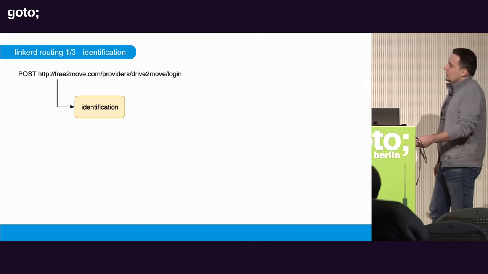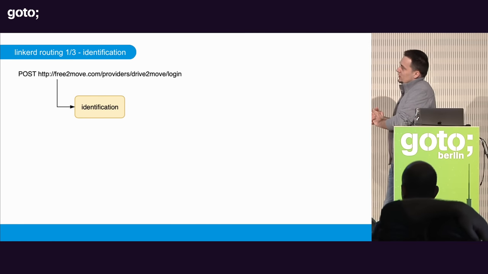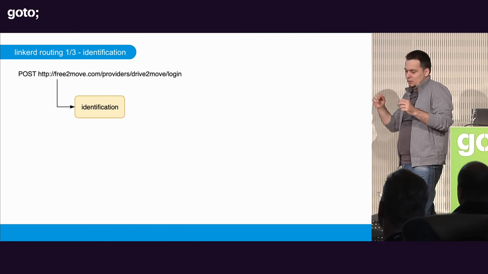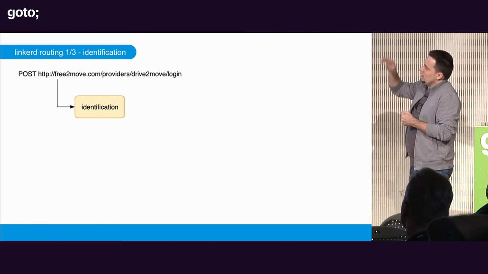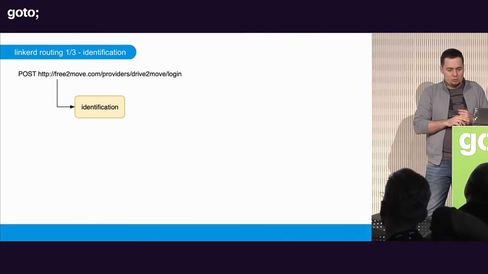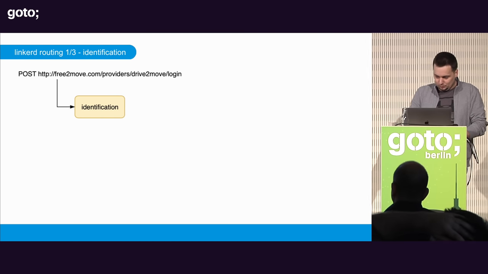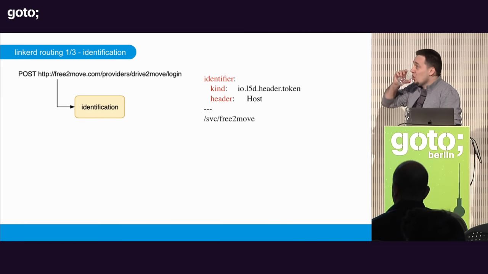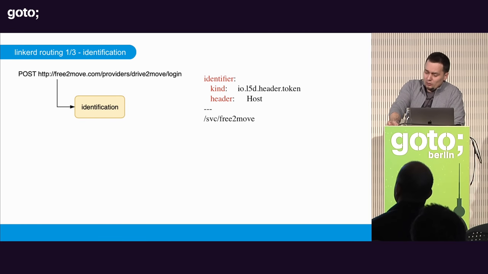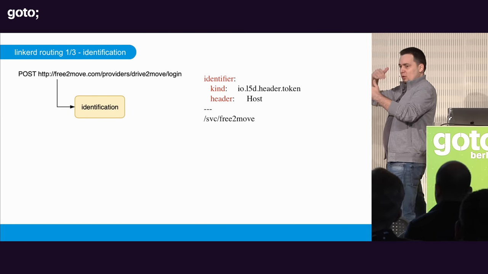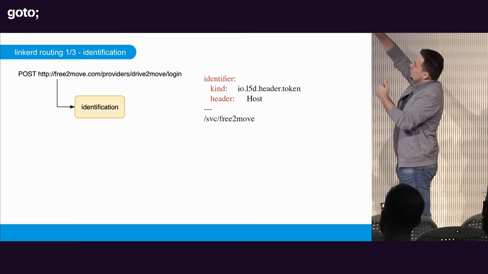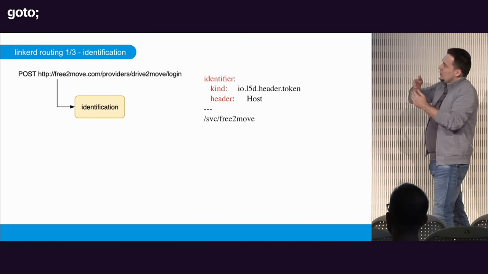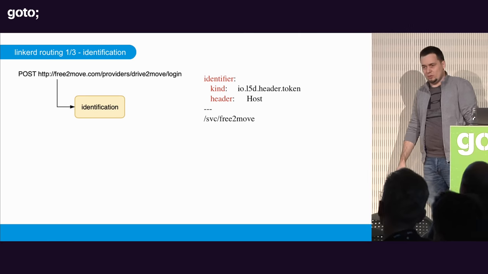Now let's see how Linkerd is working. There are several steps in this whole process. The first is identification. We have this POST request as an example, which uses our fictional Free to Move provider, and we want to send a login request. So how does Linkerd identify this request and allow you to process it later on? There is basically a configuration file in which you can set the identifiers. One of the identifiers is called the header token. It basically looks in one of the headers in your request. By default, it's the host. So if you set up an identifier like this, this request will be identified as /service/free-to-move. It just takes the host name of your request.